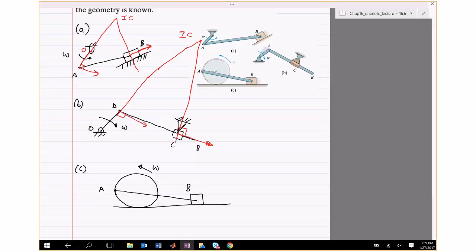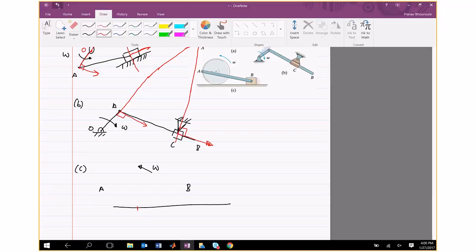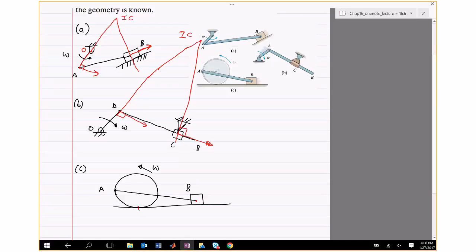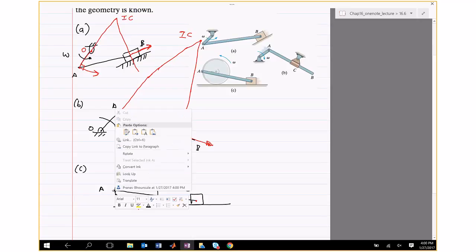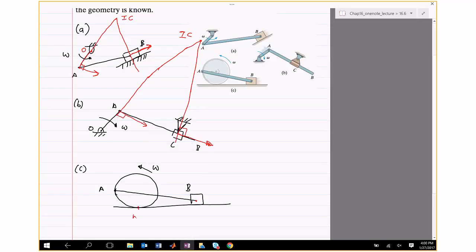Okay, again, we need to find the IC. So what we do is find the velocities of 2 points. Since the disk is going to turn in the counterclockwise direction, and assuming that it is going to simply roll, this point is going to have zero velocity. So I'll call it no slip.